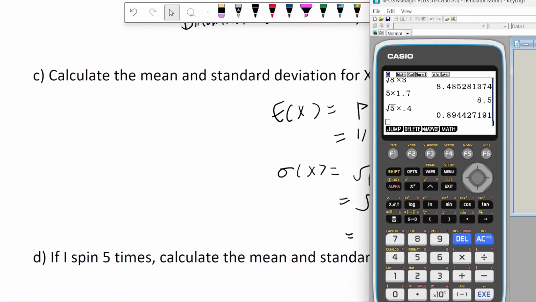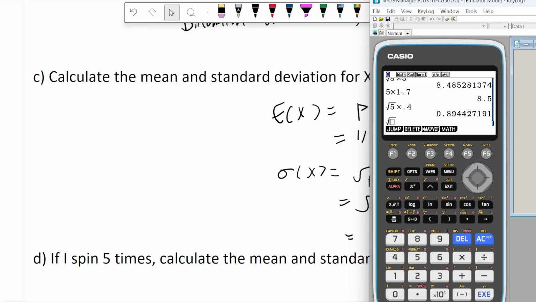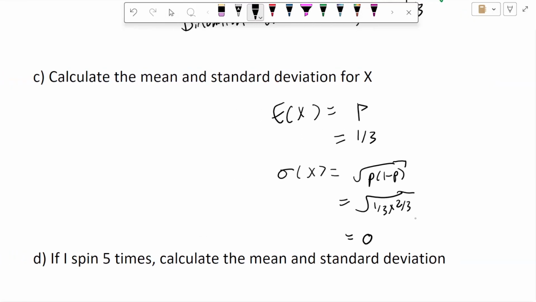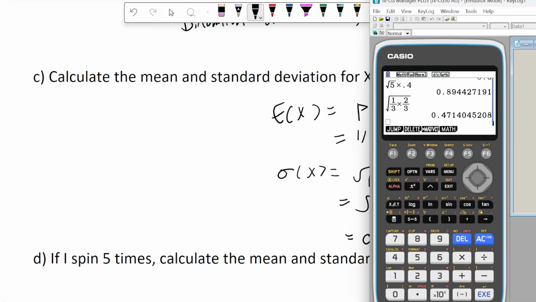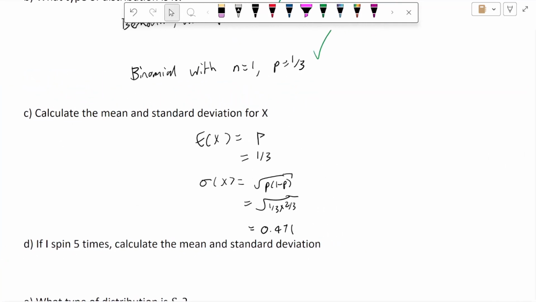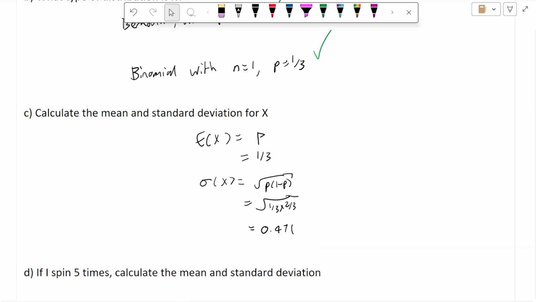Anyway, this is, let's see, root of 1 out of 3 times 2 out of 3, which is root 2 over 3 or 0.471. 0.472, I think, if I round it. Okay. Let's check that. 0.47. No, 0.471 was fine.